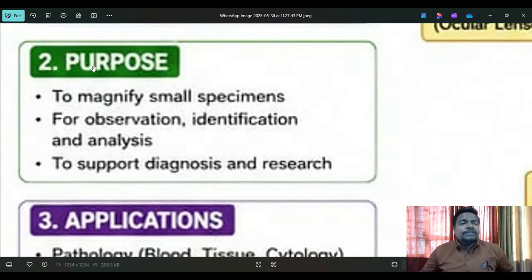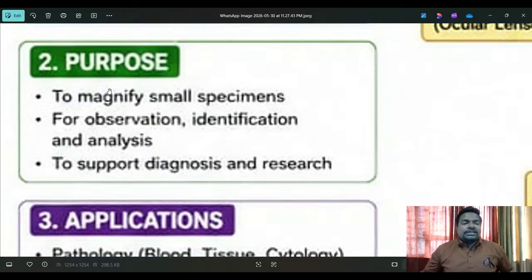See here, this one is the purpose of the microscope. Many subscribers are asking, sir, how to learn medical equipment. In this way you have to follow all things. That's why I have chosen this line. Whenever possible, I will try to bring new medical equipment also. I will try that, because those are restricted areas and hospitals do not allow that. That is the reason I come in this way.